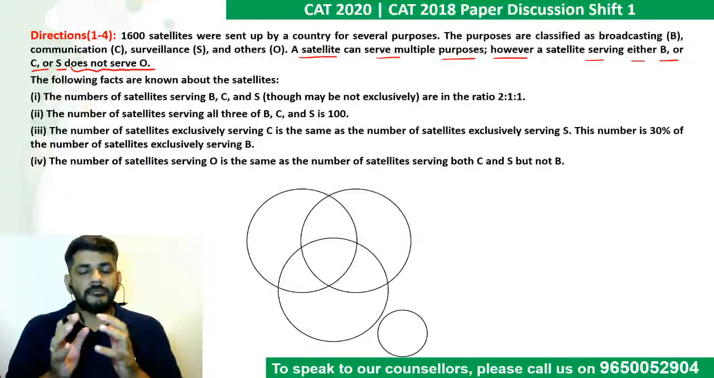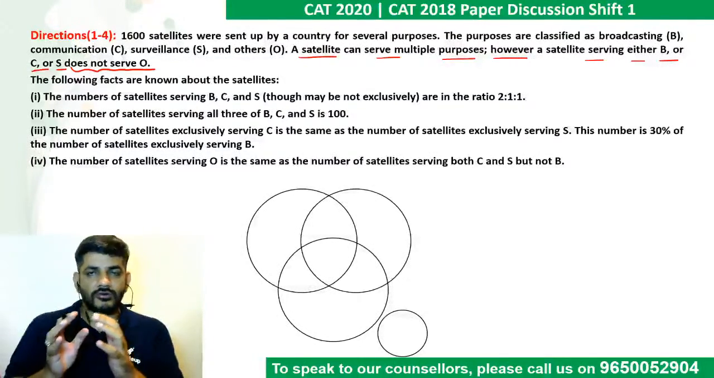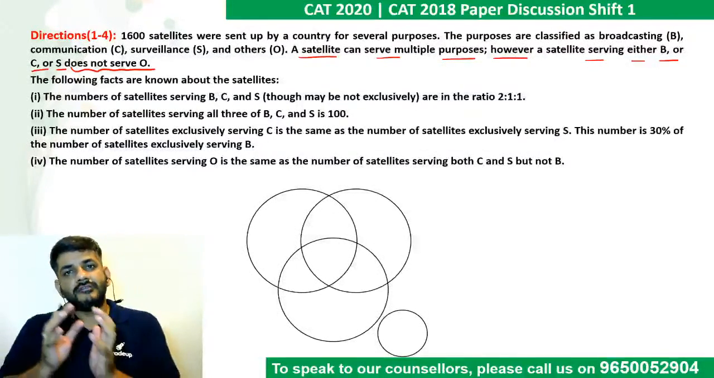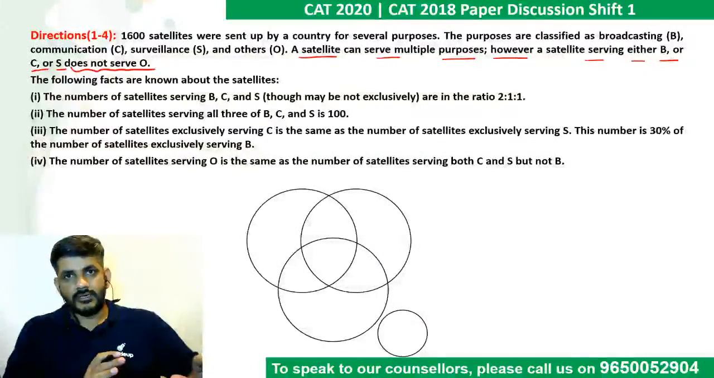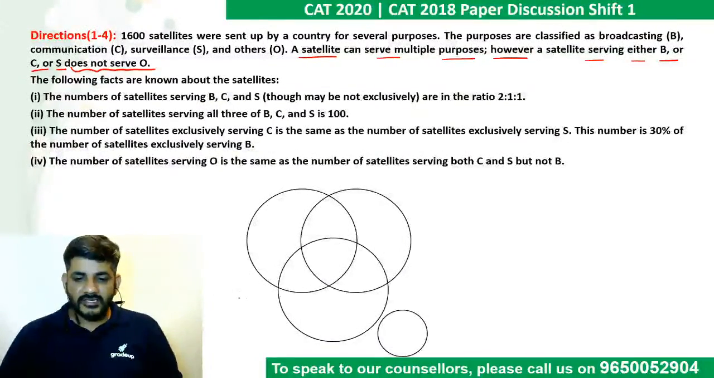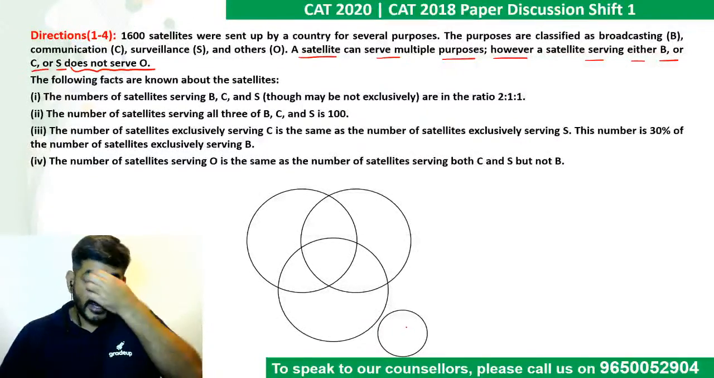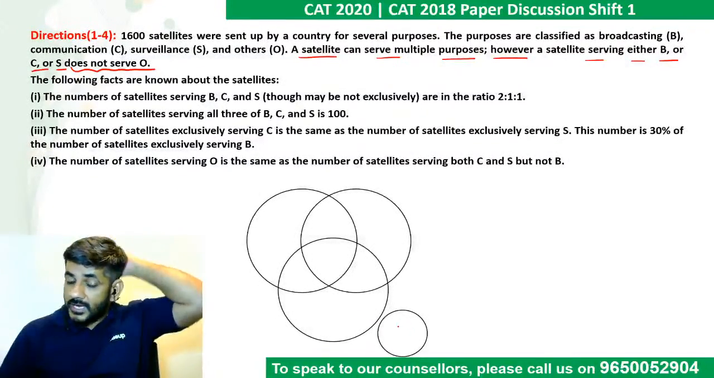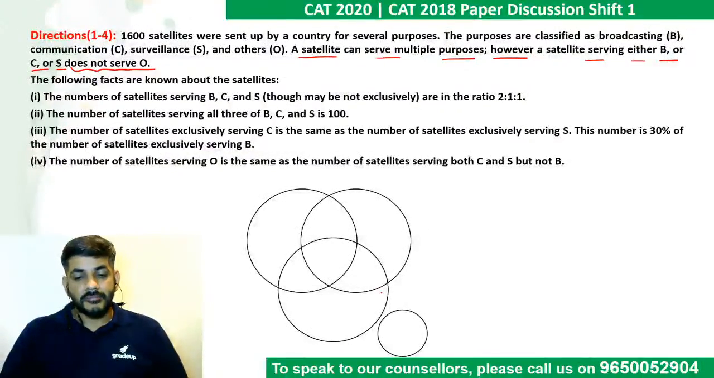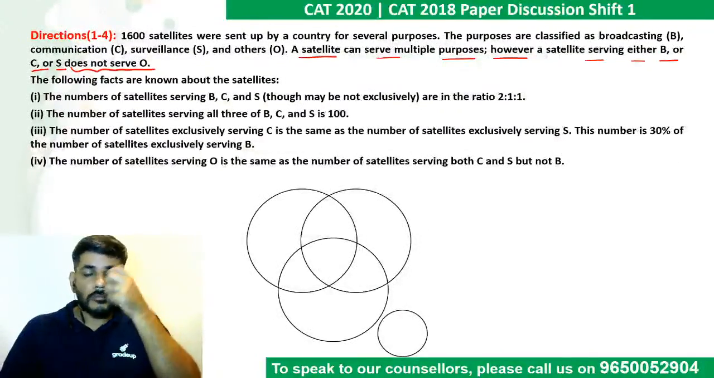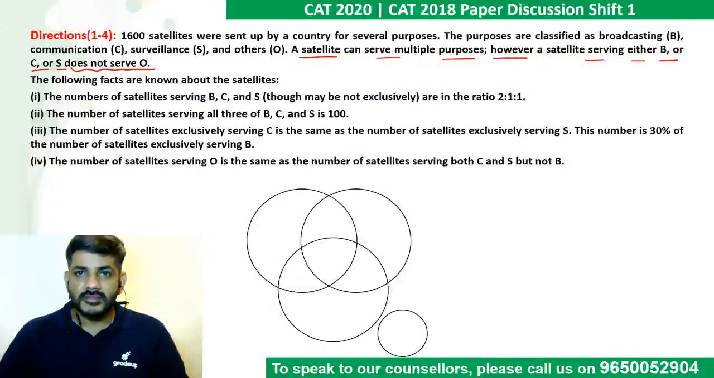A satellite serving B, C or S does not serve O. So the satellites which are serving O, they are not serving any other purpose, right? Therefore, I have made this small circle over here in your Venn diagram. This small circle would be representing O, and the bigger circles are representing B, C, S. I have made something common in them because there can be something common in them. I hope that is clear.